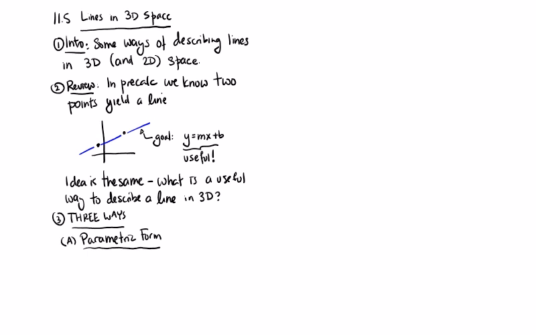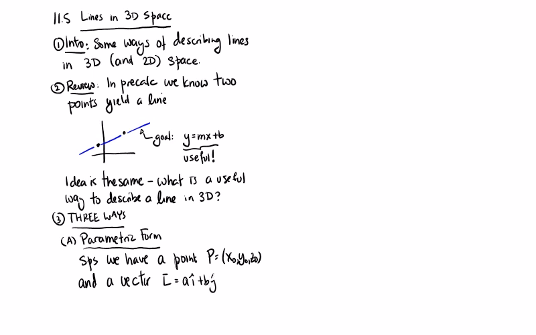Another way in three-dimensional space is we could describe a line just off the cuff using a point and a vector. Right? So in other words, suppose we have a point P, so P will be, say, x0, y0, and z0, and a vector L. So L will be the vector, say, ai plus bj plus ck. So together, in three-dimensional space, these sort of describe a line.